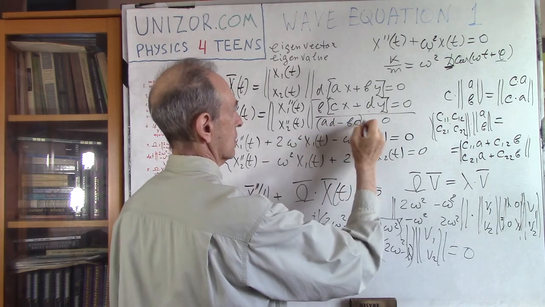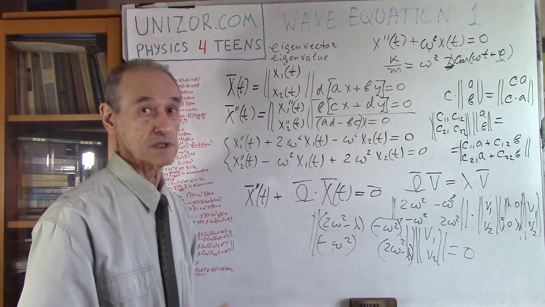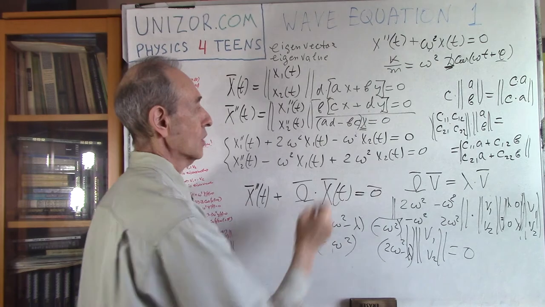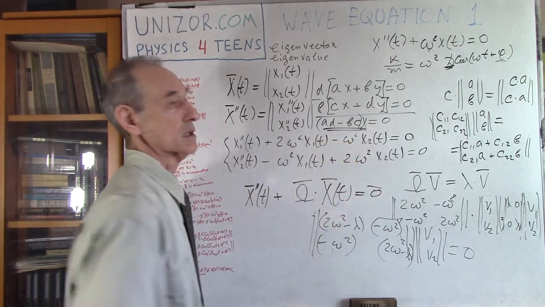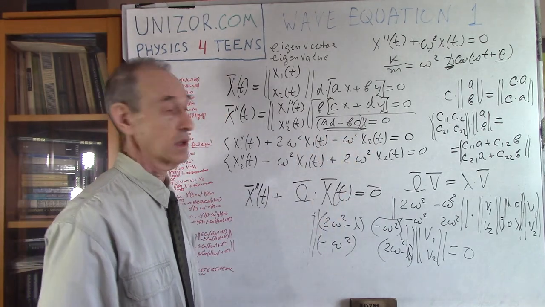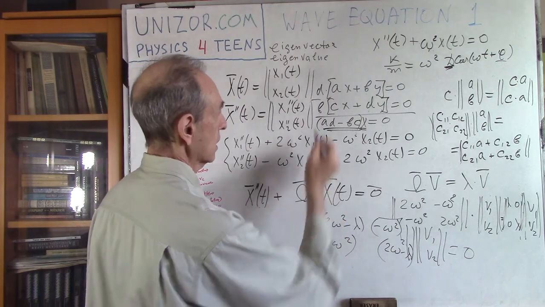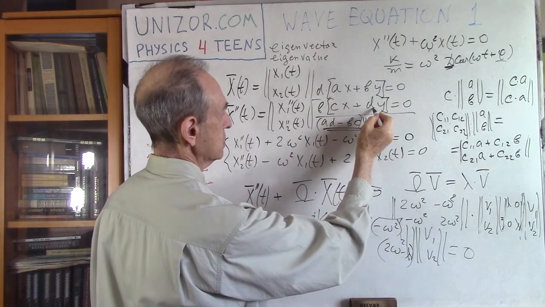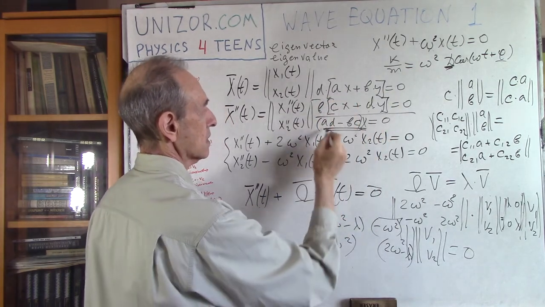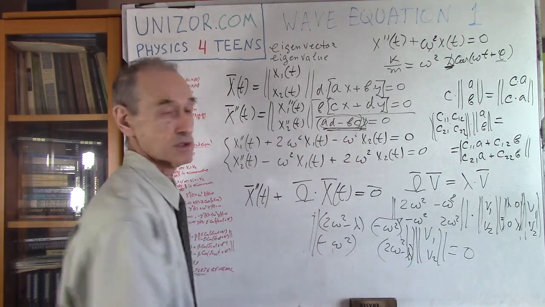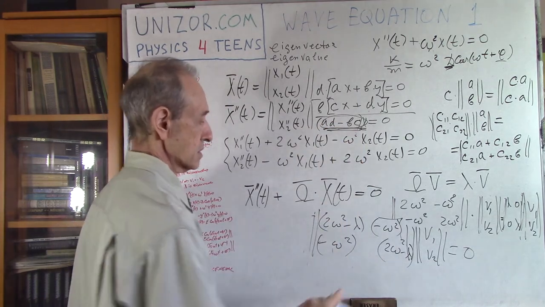Times x. Now, if we are not interested in solution x equal to 0, ad minus bc must be zero. And that's what actually is. ad minus bc, this is the determinant of this 2x2 matrix.